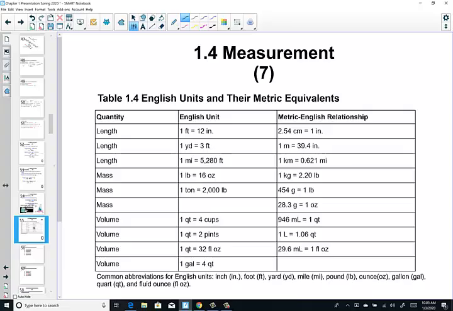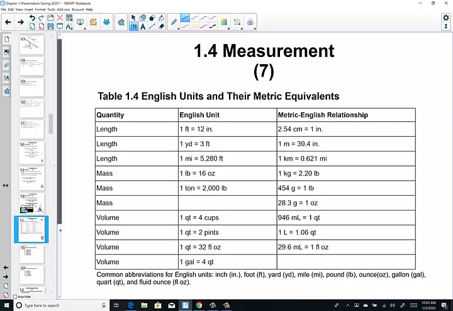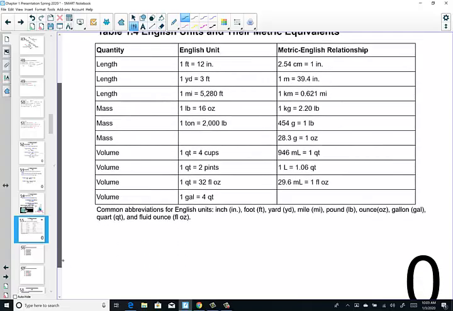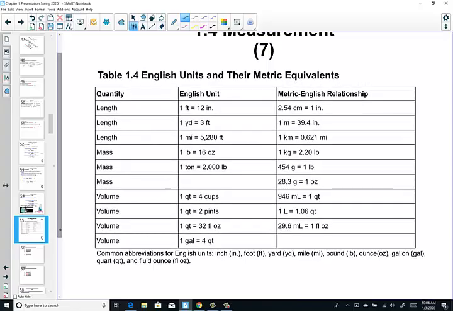Here is a table that expresses English units and their metric equivalents in relationship form. Now I'm saying that we don't have to memorize these, but what we do have to know is how to look them up and use them for problem solving. When I say don't memorize, some of them you might already know, but some of them you might not. I don't know every single one of these by heart. Some of them I do, but not all.